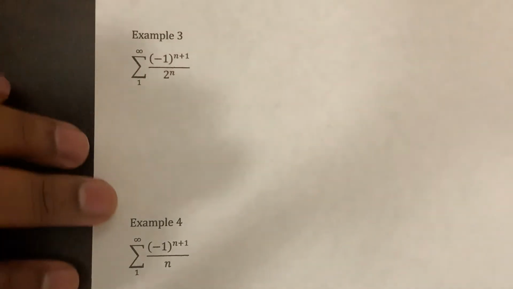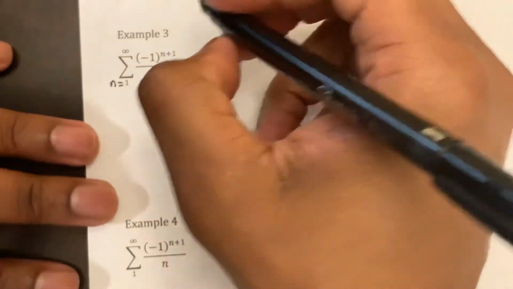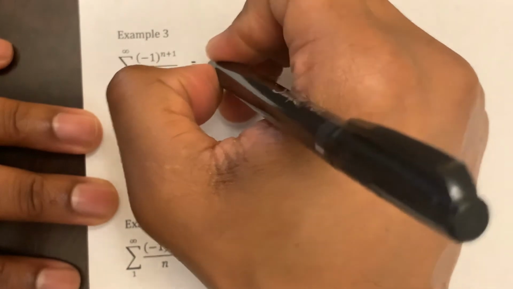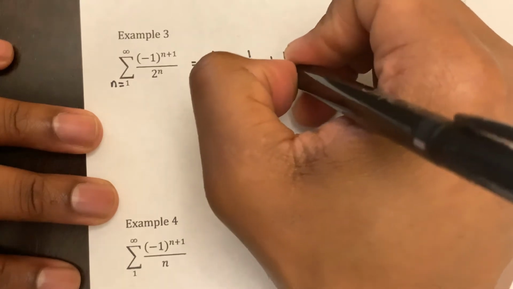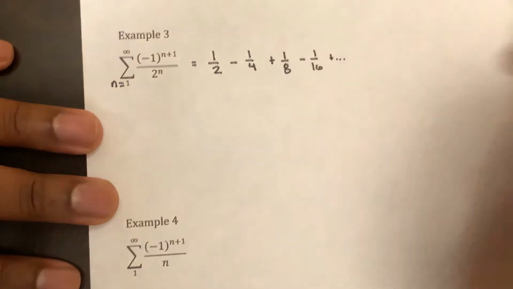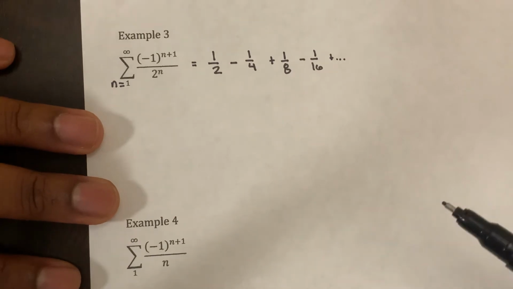For example 3, we have (-1)^(n+1) over 2^n. Let's list out a couple of terms. If n is 1, we're going to have a positive 1 in the numerator. So we're going to have 1/2 minus 1/4 plus 1/8 minus 1/16 plus so forth. So the next term would be 1 over 32, -1 over 64, +1 over 128, and so forth.